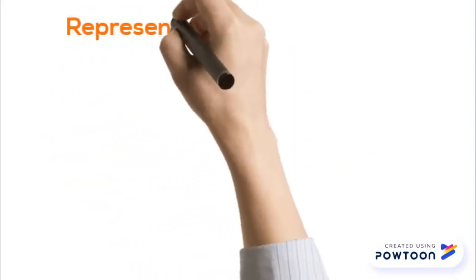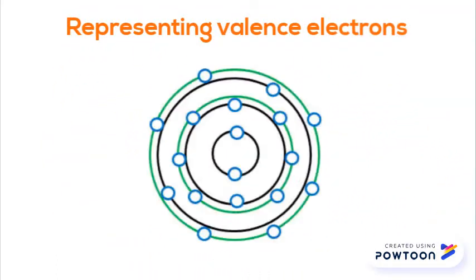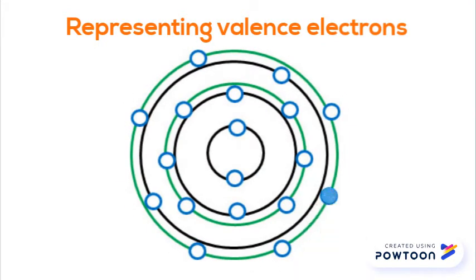The valence electrons can be easily identified as the electrons in the orbital farthest from the nucleus. They have higher energy and are more easily employed to form chemical bonds.